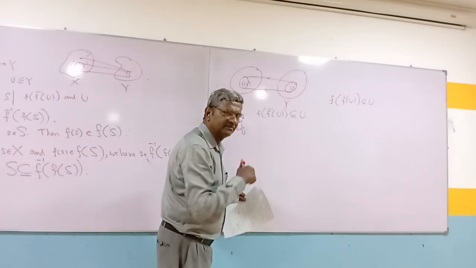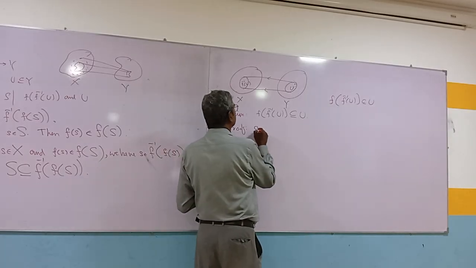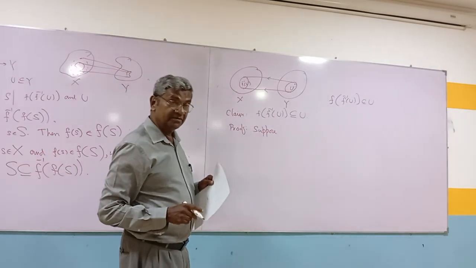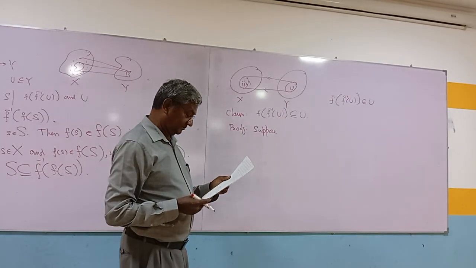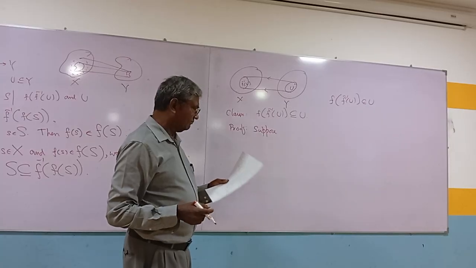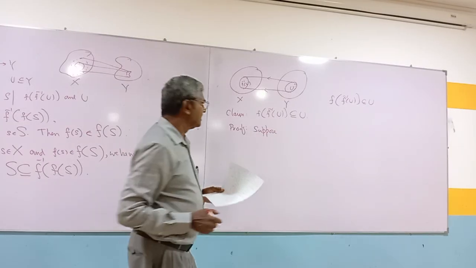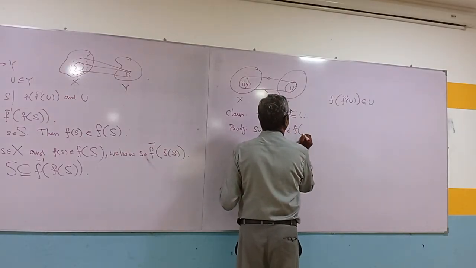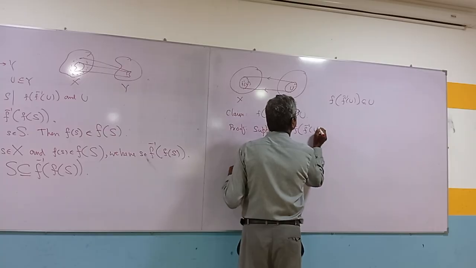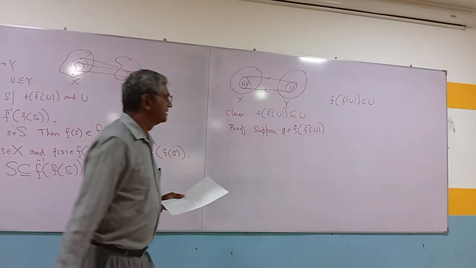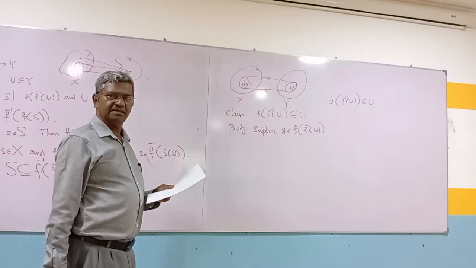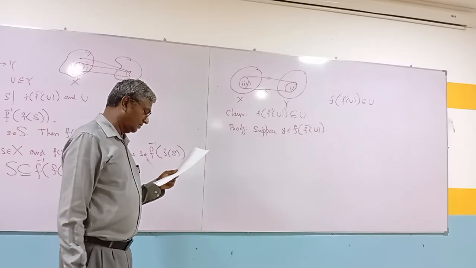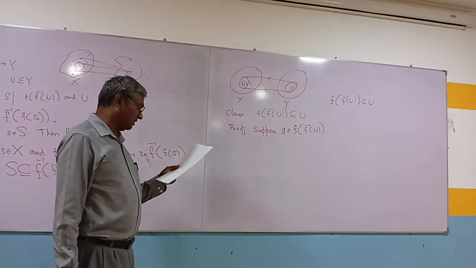What is the first line I should write? Suppose U is a subset of capital Y. Let me take a simple y belonging to f of f inverse U. Then I have to prove that y belongs to U. That's what I want to prove.